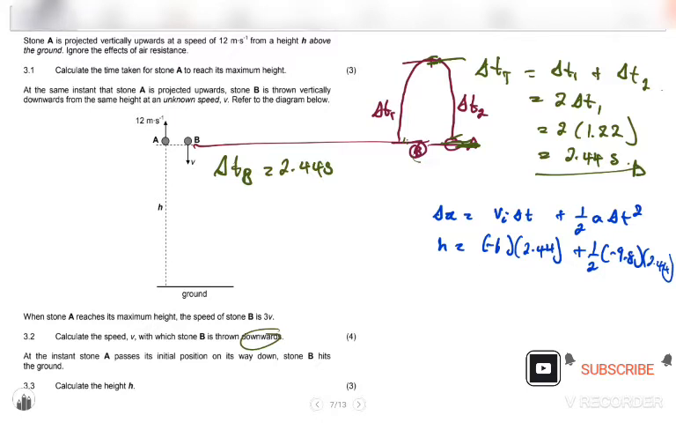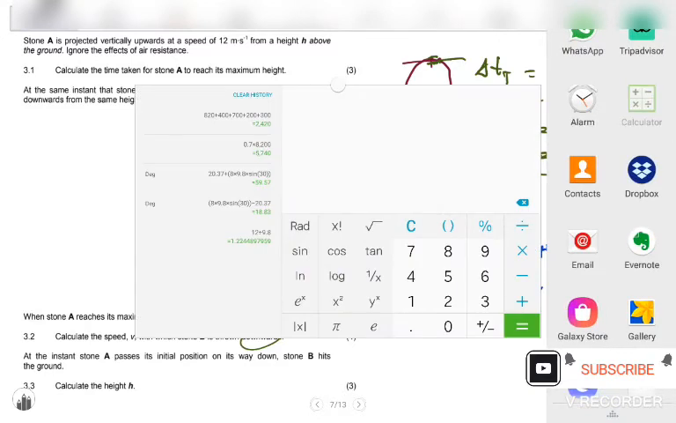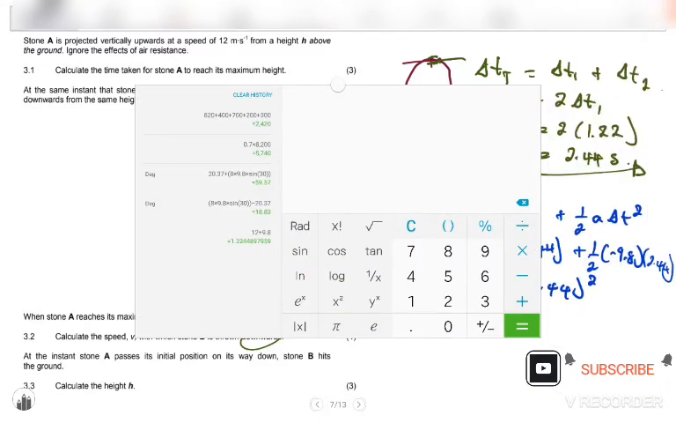Okay, so we're going to say h is equal to, let's rewrite that, minus 6 times 2.44 plus half times minus 9.8 times 2.44 squared. That's your displacement, height h. So we can just bring up our calculator and do that.